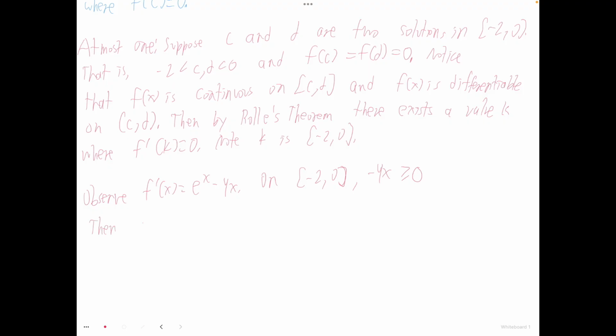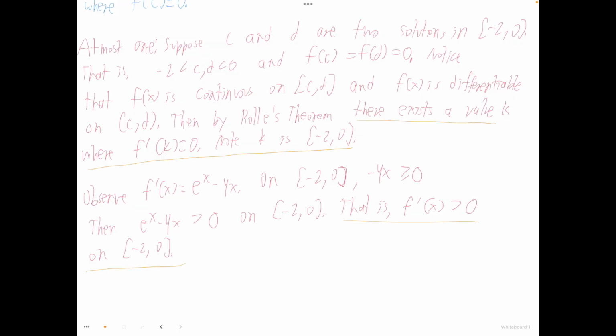Then, e to the x minus 4x is going to be strictly greater than 0, because e to the x is always positive, and I'm adding a non-negative thing to it. So e to the x minus 4x is greater than 0 on the interval negative 2 to 0. So that is f prime of x is strictly greater than 0 on the interval negative 2 to 0. Well, that contradicts Rolle's theorem, because Rolle's theorem said that we found a value k where the derivative is 0. And so these can't both be true.